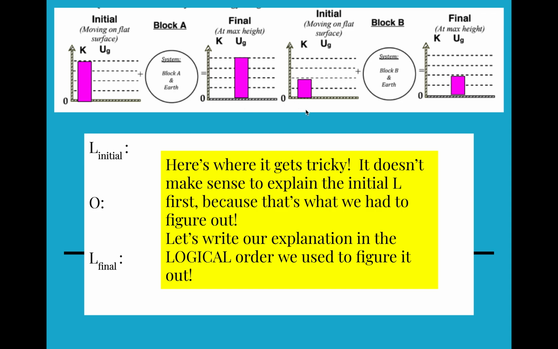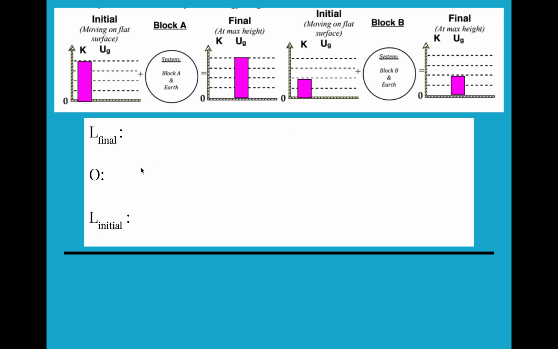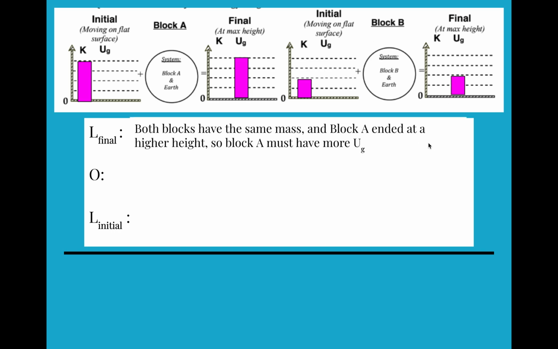It's the same scenario, attempt number 2. And when we write our evidence, we're going to write our evidence in backwards order. We're going to start with the information given in the prompt, and we're going to end with what it is that we circled that we need to figure out. So when I'm describing the final L, I know why I have more potential energy for block A and less potential energy for block B. It's because both blocks have the same mass and block A ended at a higher height. Therefore, block A must have had more potential energy.